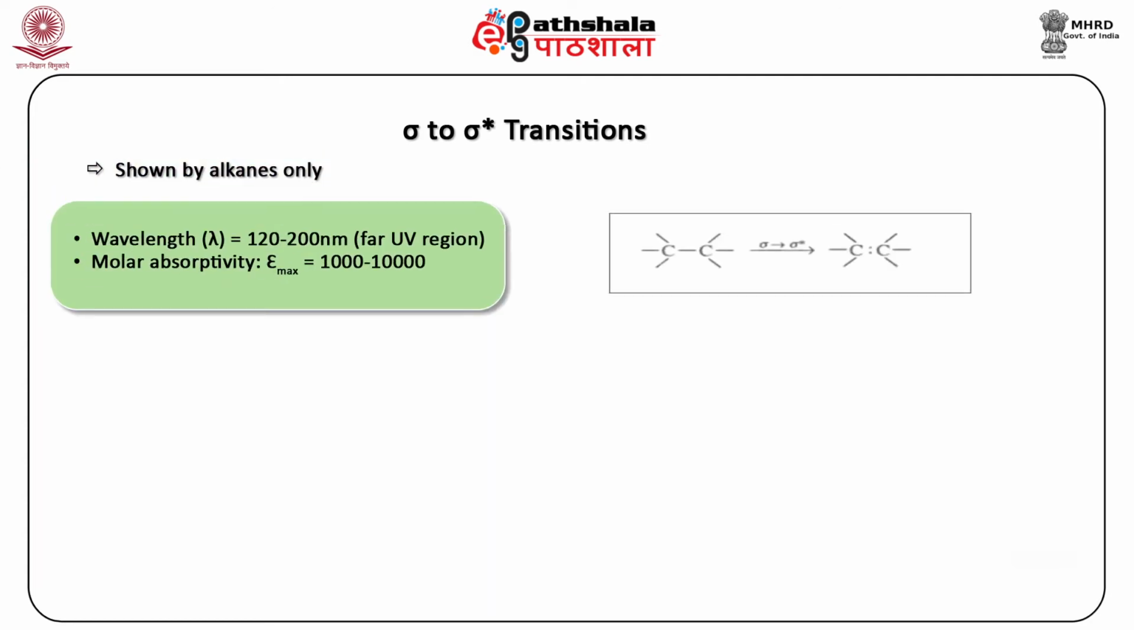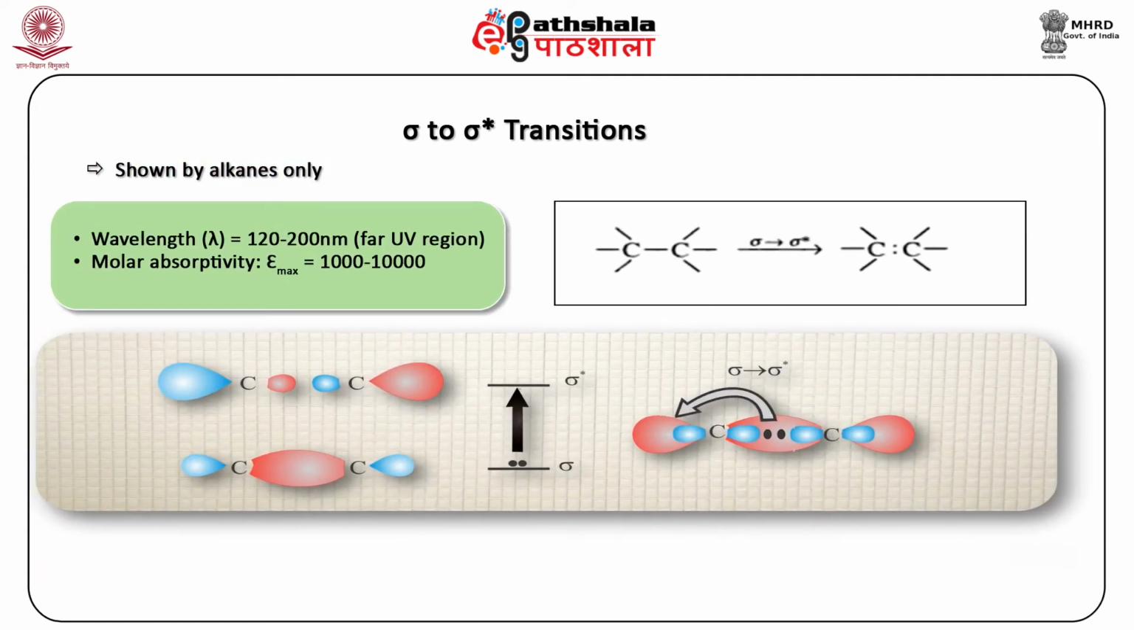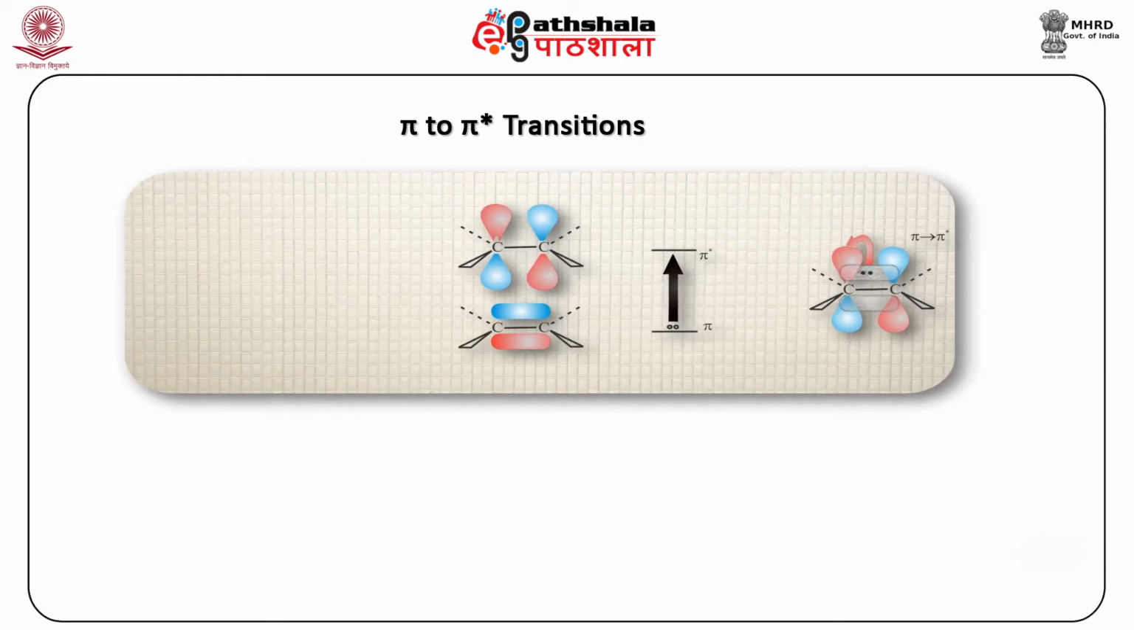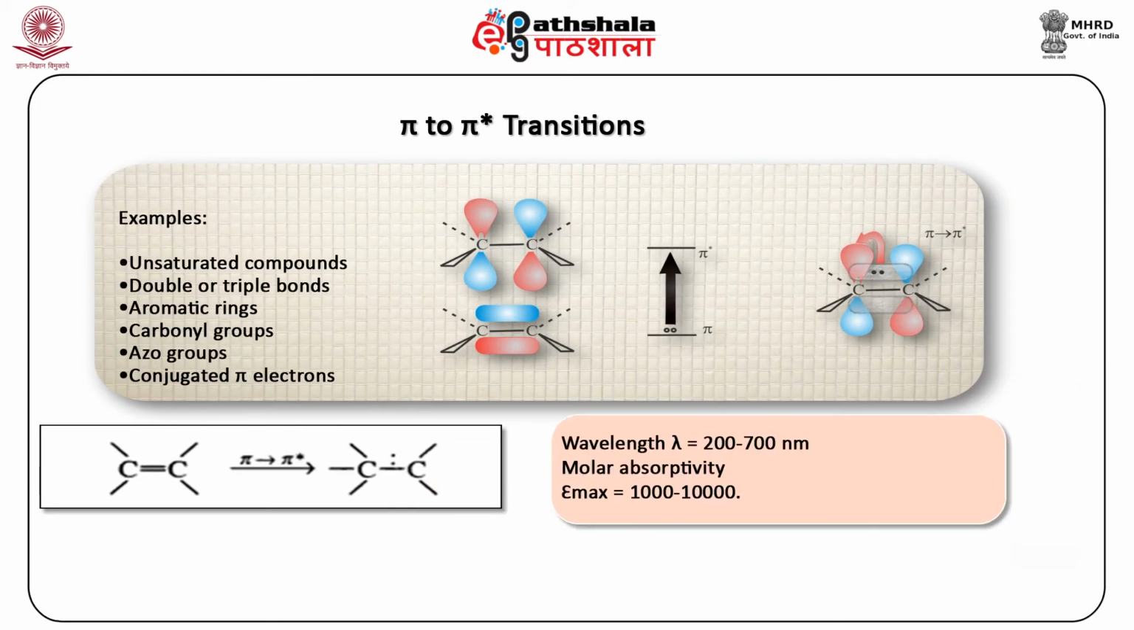Now, we will study sigma to sigma star transitions. These are high-energy transitions shown by alkanes only. They are observed in the far UV region, which is less than 150 nanometers. Study of such transitions is usually done in a vacuum spectrophotometer, since oxygen present in air absorbs strongly at 200 nanometers.